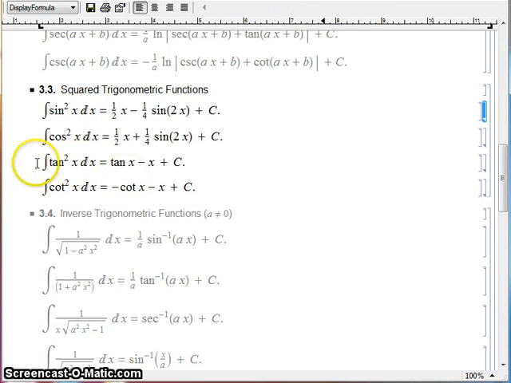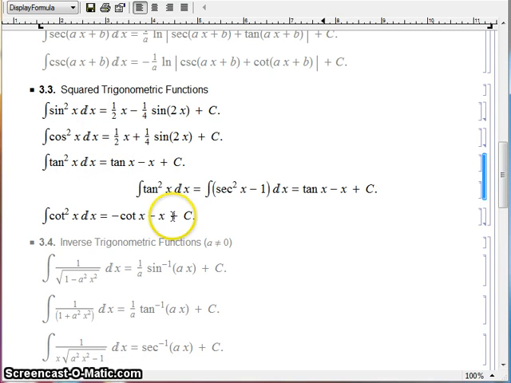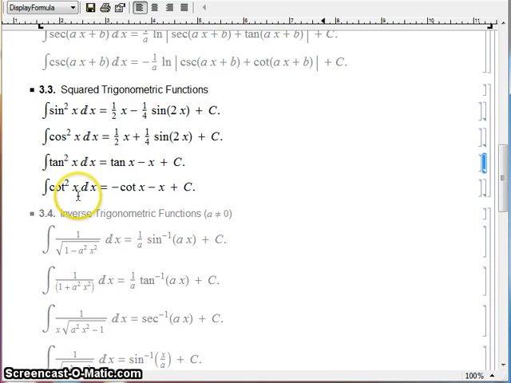We can derive cosine squared in rather similar fashion. How about the tangent squared function here? Well, tangent squared is secant squared minus 1, the Pythagorean identity, and antiderivative of secant squared is tangent. Antiderivative of 1 is x. That's how we get this identity. Rule for cotangent squared can be derived rather similarly using Pythagorean identities.